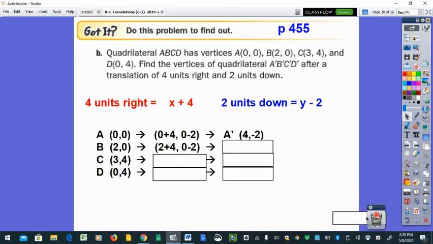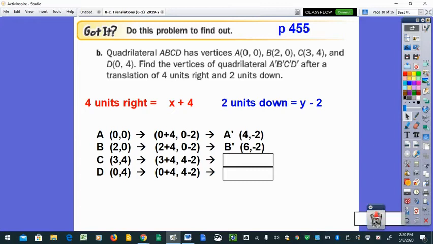So let me just uncover these first, and then we'll see where that all came from. So the first number is the x coordinate that we started with. And then this is the adding 4. So 0 plus 4 is 4. 2 plus 4 is 6. 3 plus 4 is 7. And 0 plus 4 is 4.